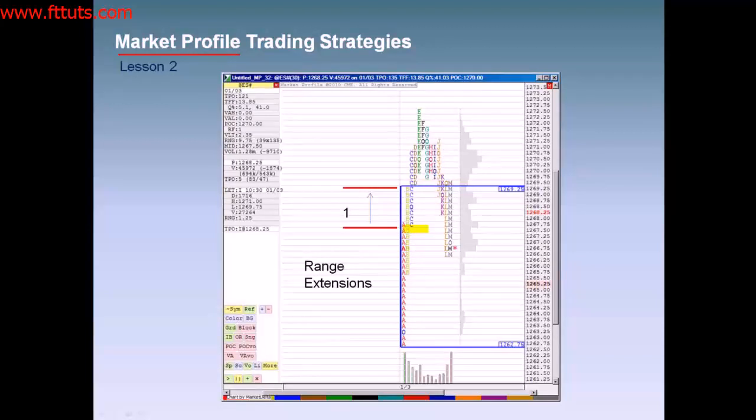And then when B opened, B dropped down a little bit, and then we got a range extension. B continued beyond A. When we see that in the market, what is that really telling us? Well, it's telling us that the market is bullish. We are getting a range extension in the upward direction. We could just as easily have had a range extension in the downward direction, and therefore this would be a bearish indicator.